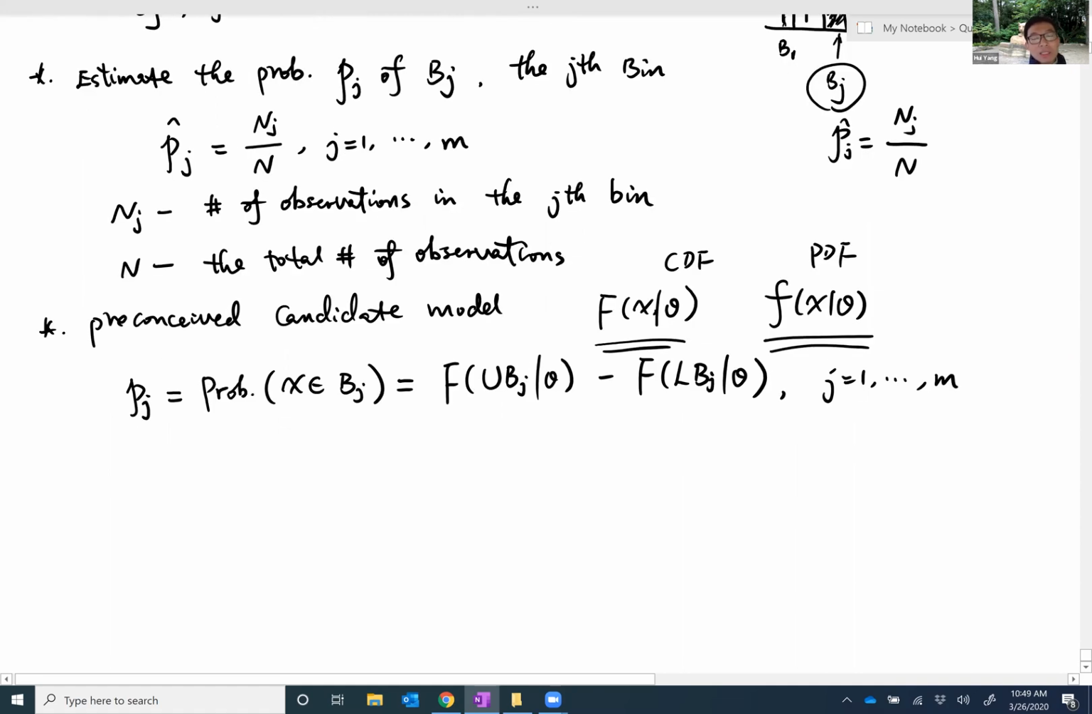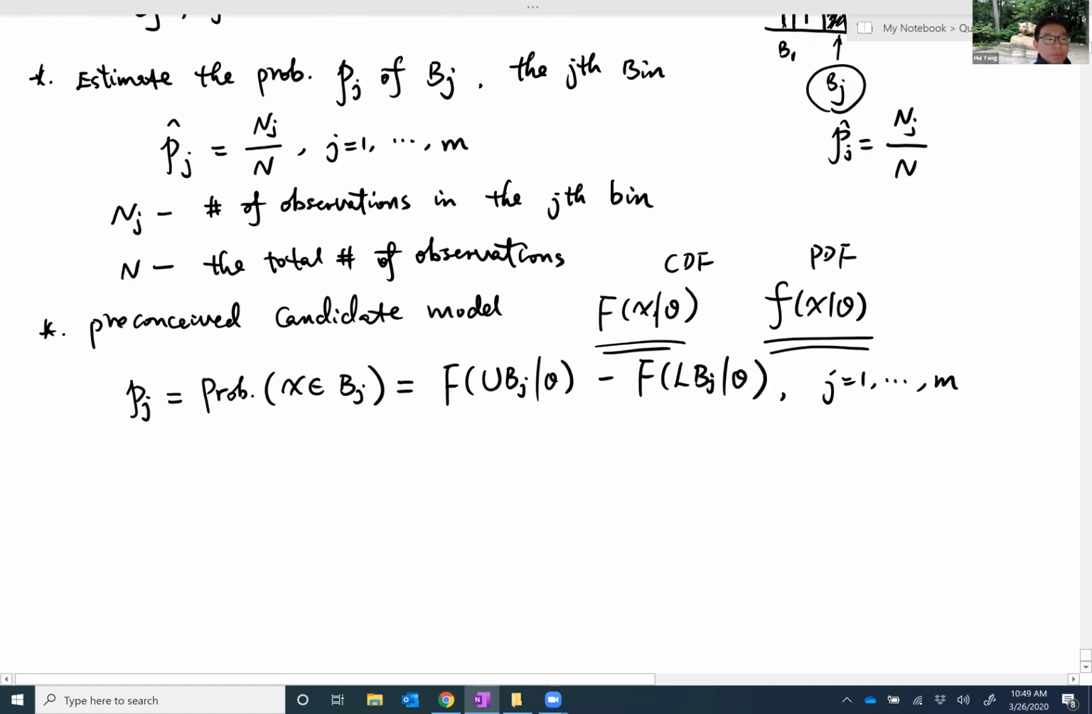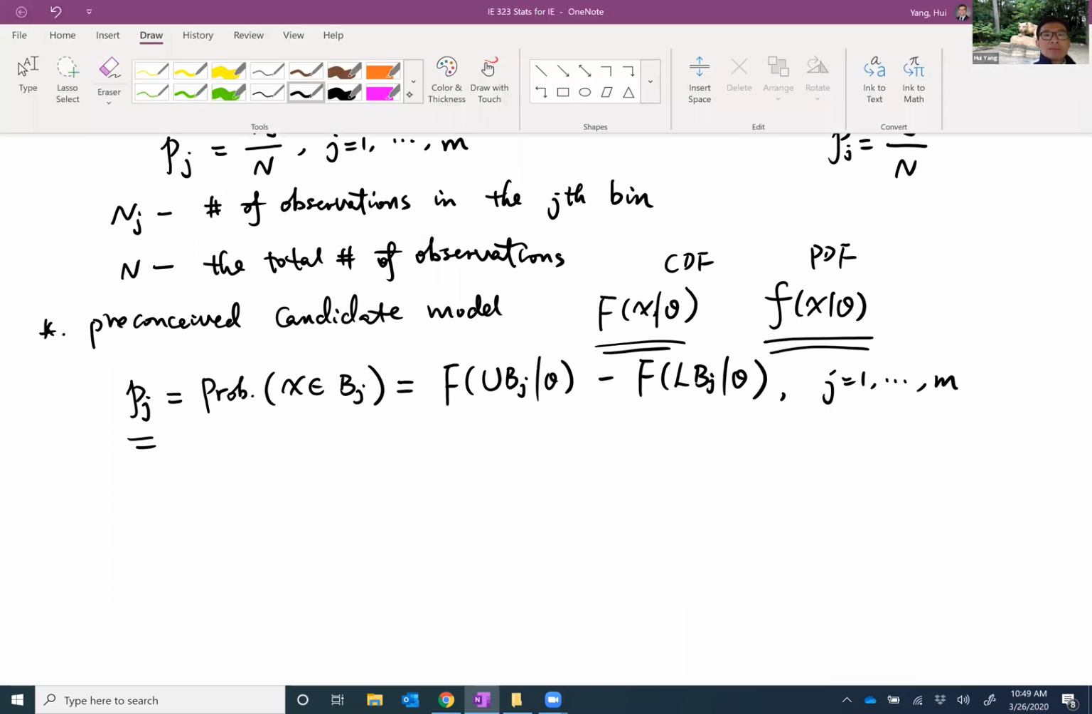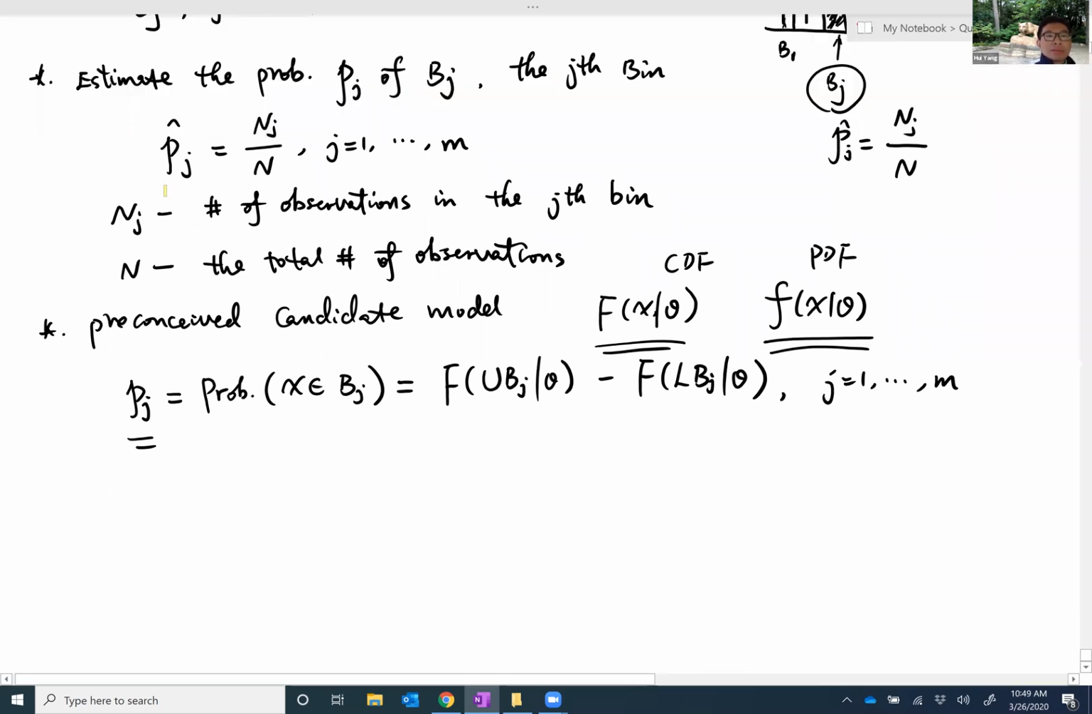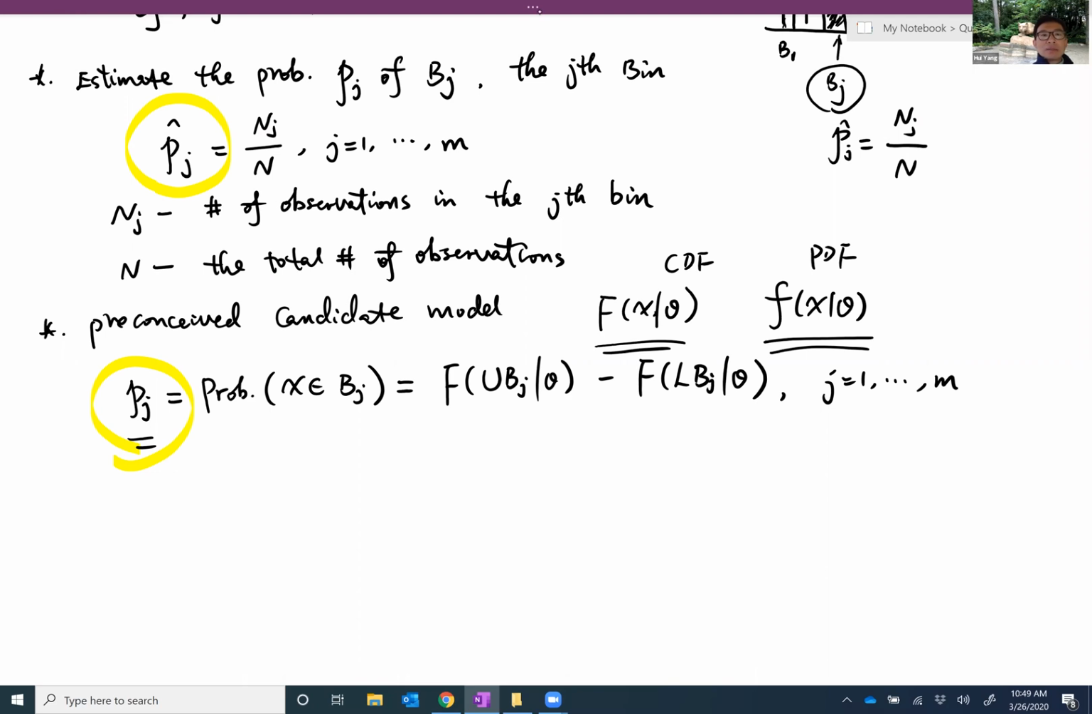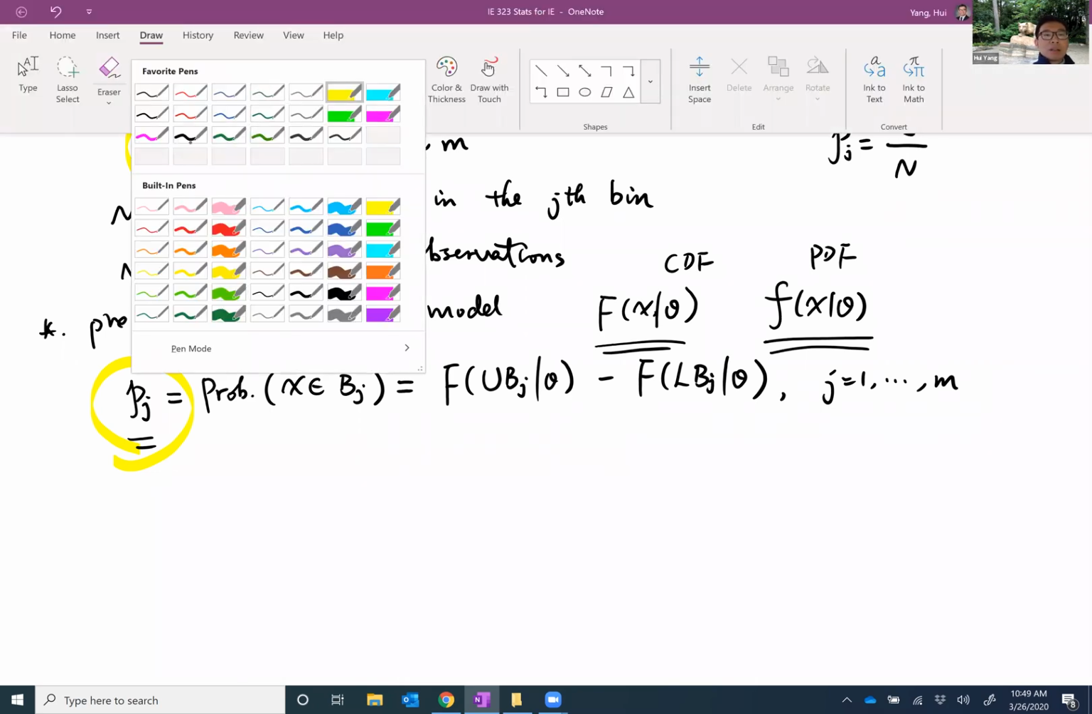So this is a preconceived model. Now, obviously this Pj and this Pj hat will have a discrepancy. But if you have a good model, these two will be very close to each other. So this is called a good fit. Now, let's see how can we.